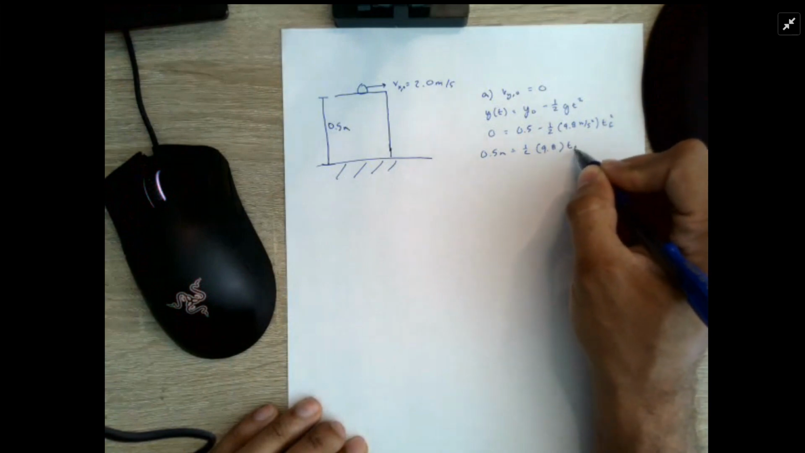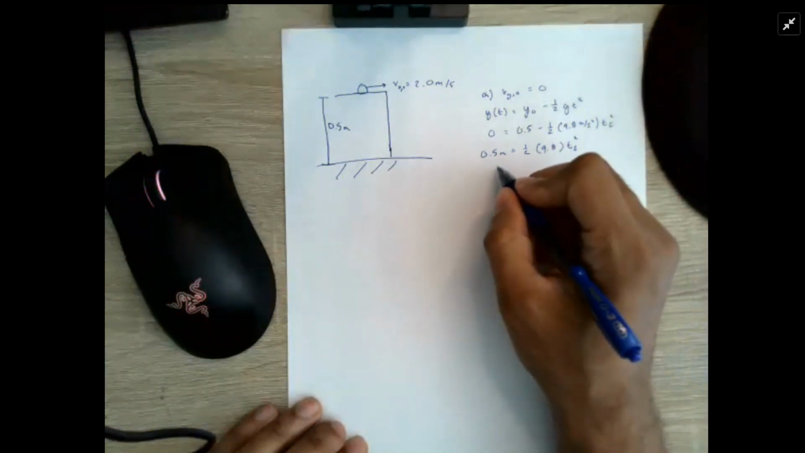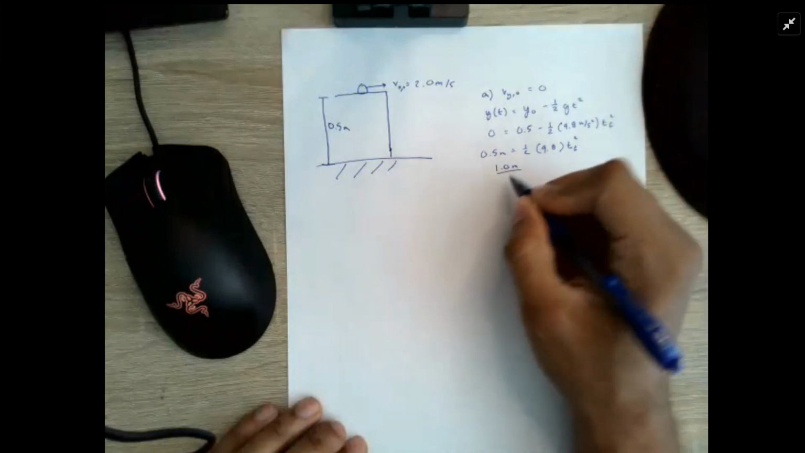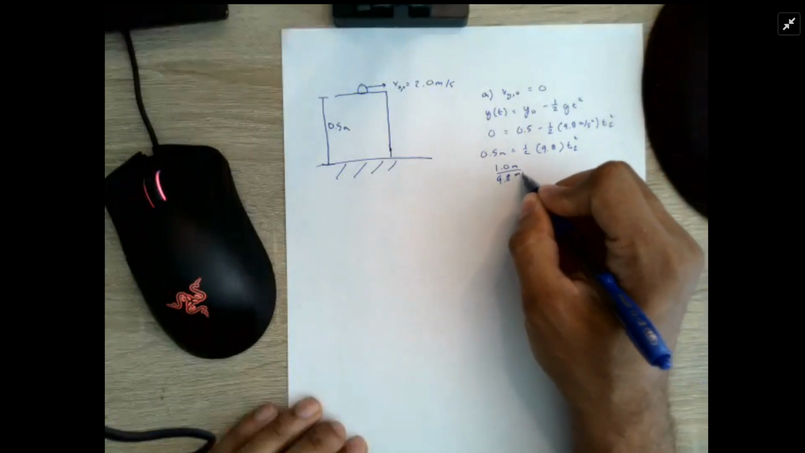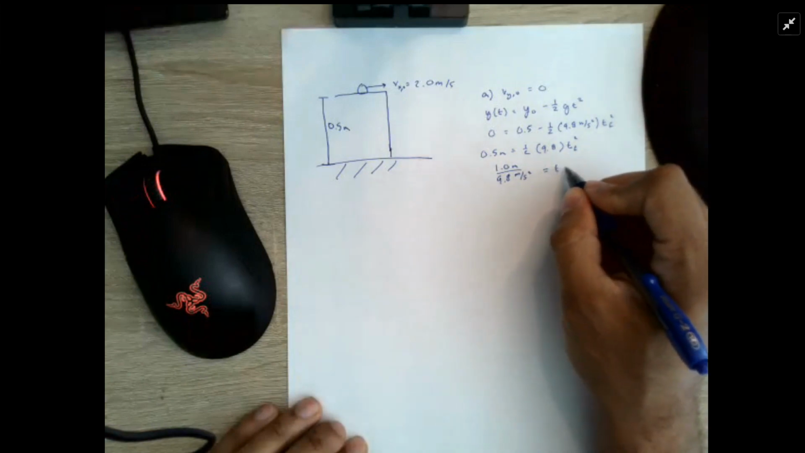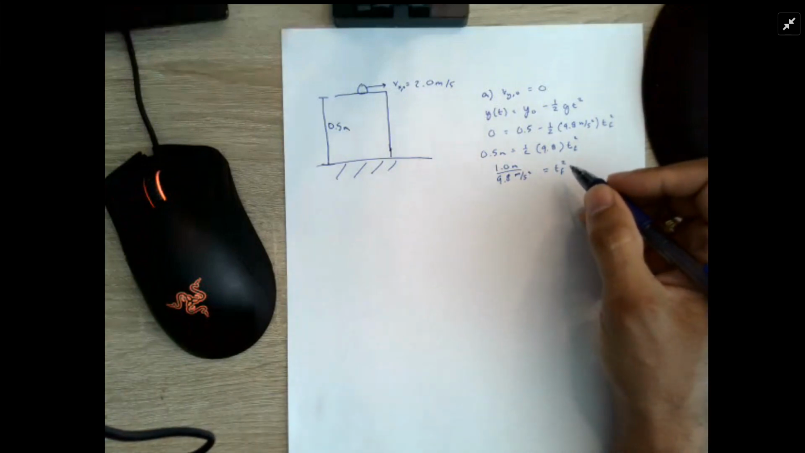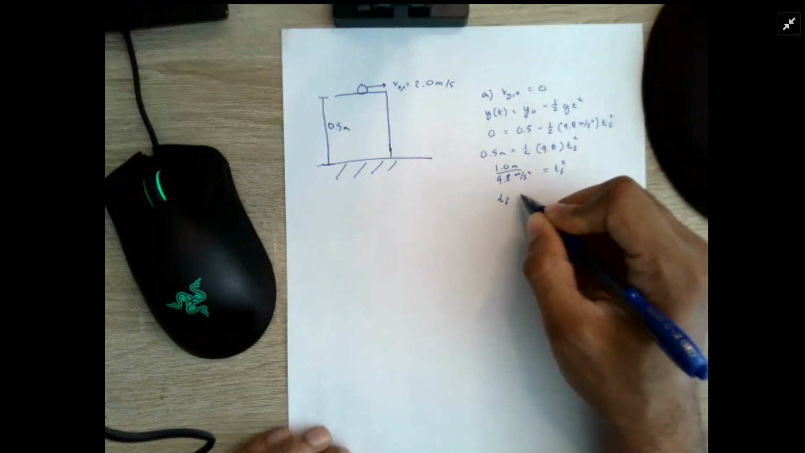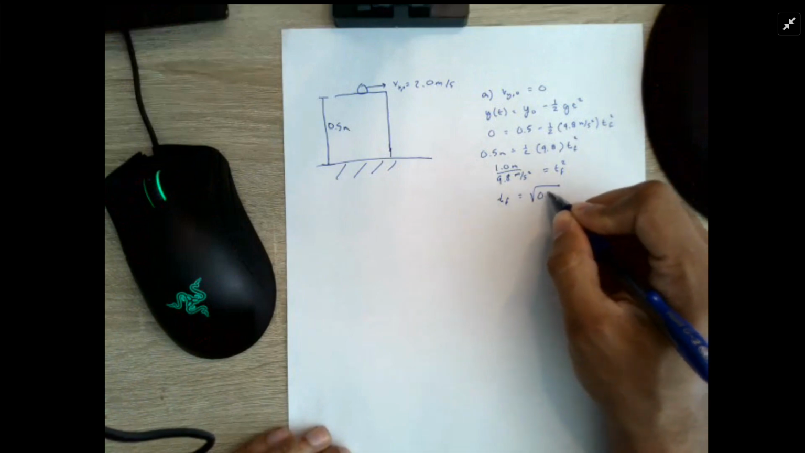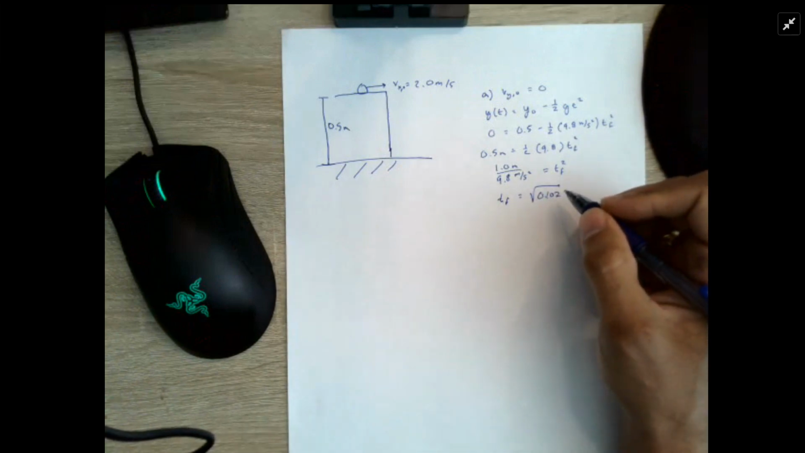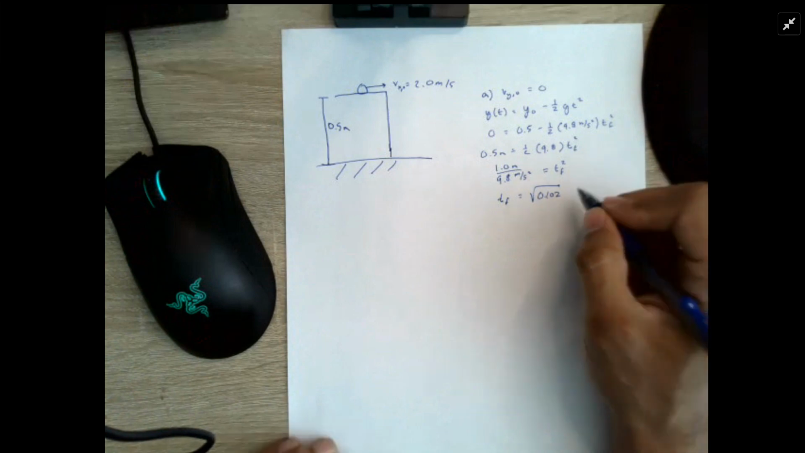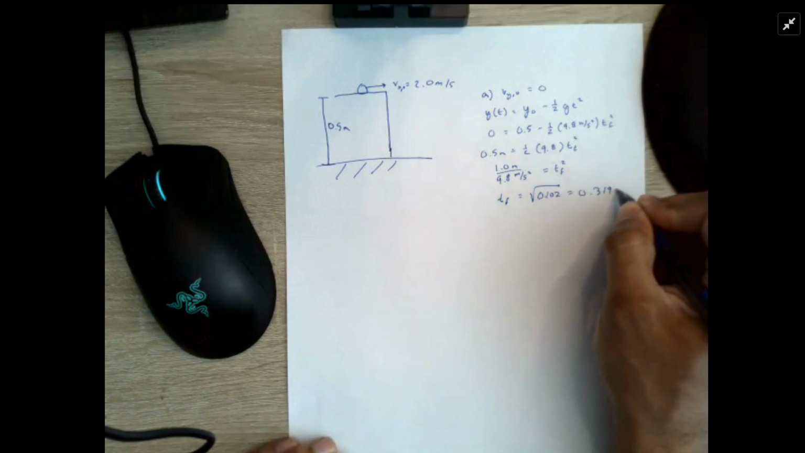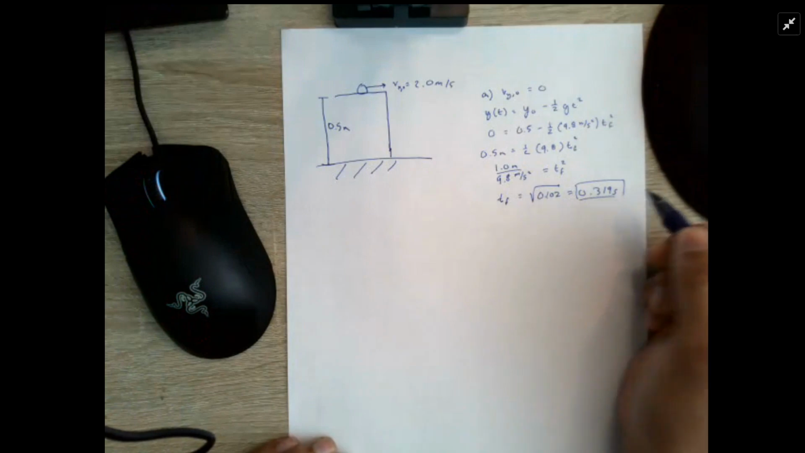I'll drop the units for clarity. That's 1.0 meters divided by 9.8 per second squared equals t final squared. And working that out, that's about the square root of 0.102, which is about 0.319 seconds. So that's when the ball hits the ground.